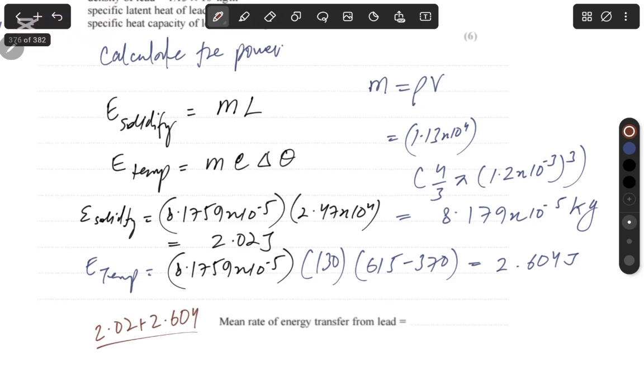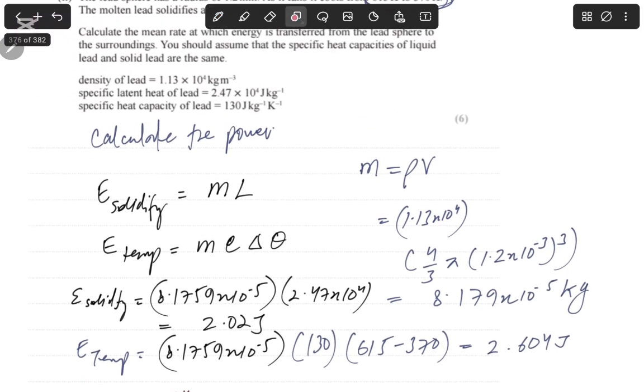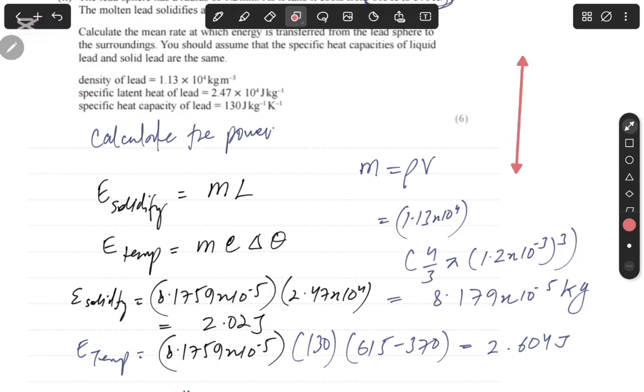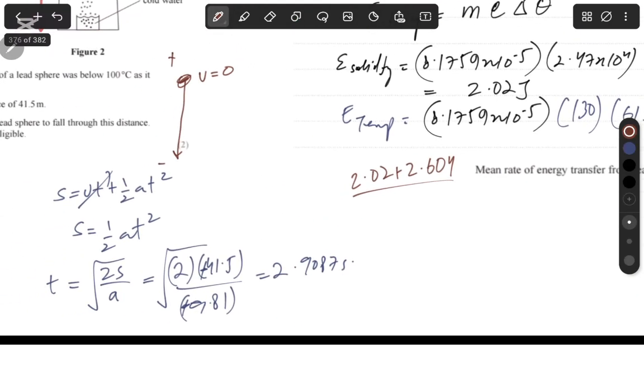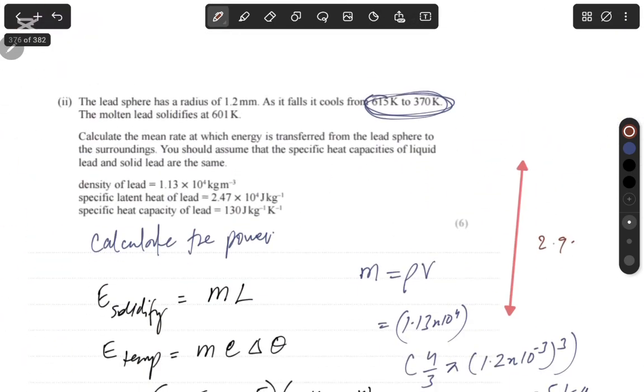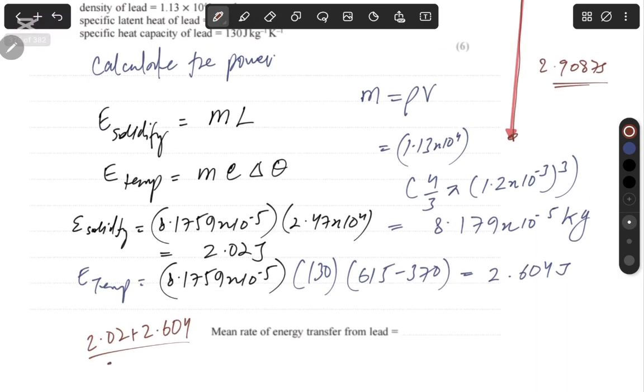And the amount of time it takes for the lead to go from the top to the bottom is 2.9087 seconds, right? So this is the time taken for lead to go from here to here and for all of this stuff to happen. So I'm just going to divide it by 2.9087 seconds. It will be joules per second, which is basically power. That's going to give me 1.59 watts.